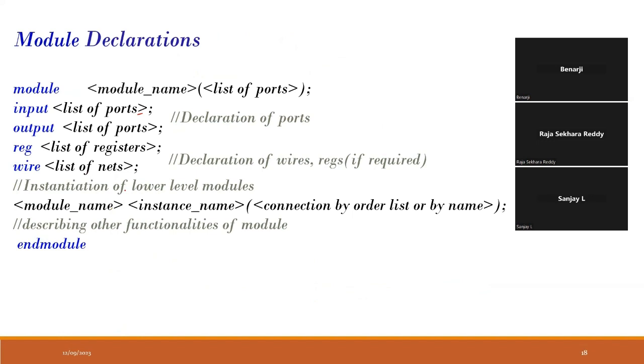So whatever registers and wires we have, we will write up the list. Then whatever modules we are calling, we call them by the module name, and we give each module that we are calling some name, like we were using half adder 1, half adder 2, etc. Like that we give those names.